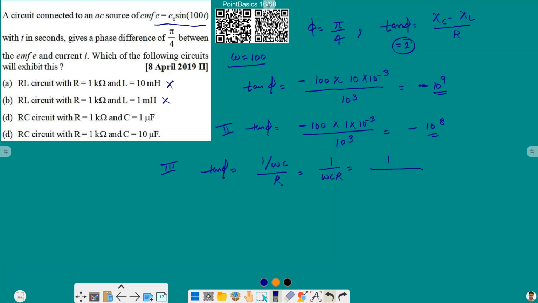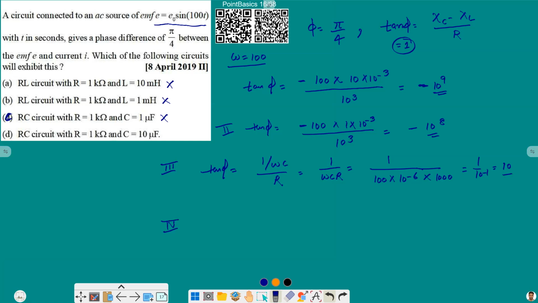Now substituting the values: omega is 100, C is 1 microfarad or 10 to the power minus 6, and the resistance is 1 kilo ohm or 1000. So this will be 1 by 10 raised to power minus 1, or 10. So again option C, I think it should be C. Option C is also rejected.